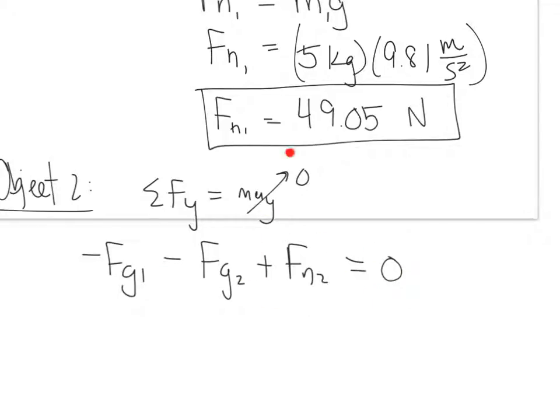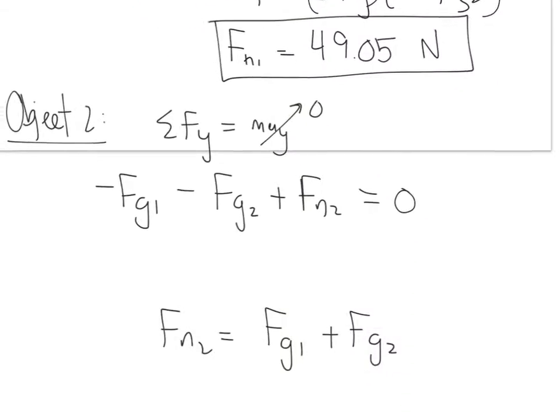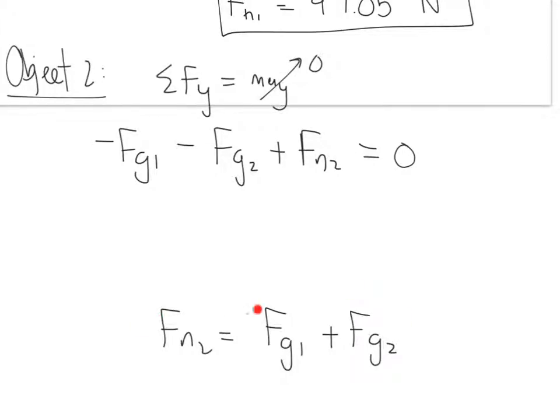Why is it 0 again? Because of equilibrium. Now you're going to recognize that Fn2 is simply the sum of Fg1 and Fg2. How do I know that? I just take the negatives and add them over to the right side. So the table pushes back up with a normal force equal to the sum of both objects, whereas the other normal force only had the weight of one object. That was only supporting the little object. This is the normal force supporting both objects from the table.